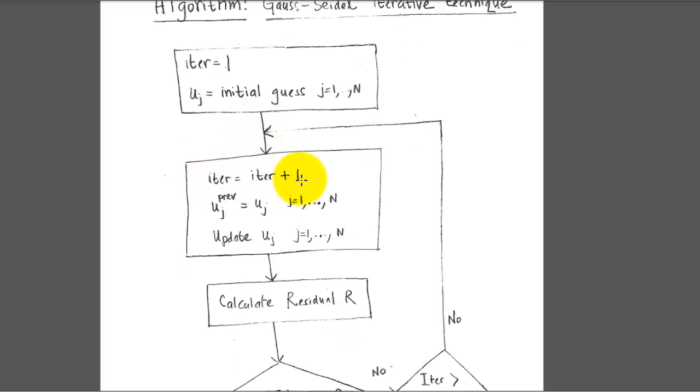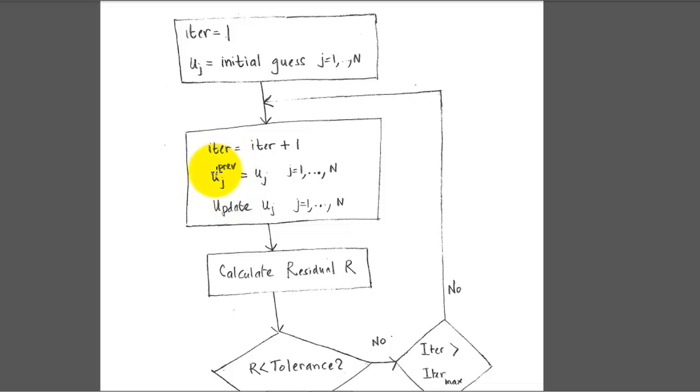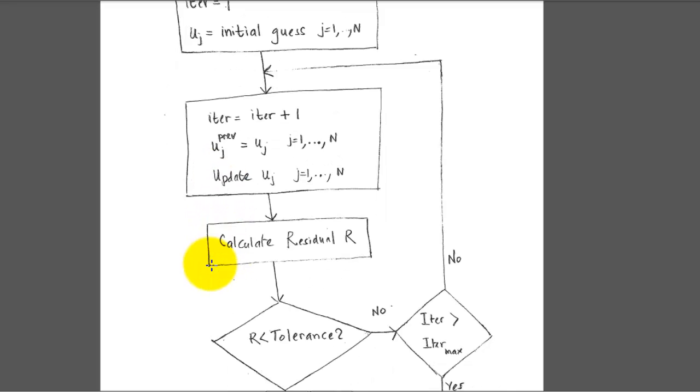Then you begin the iterations. You increment the iteration counter. You save a snapshot of the current cell center values, and you do that to calculate the residual. Then you go to each cell and you update the cell center value using the current guesses, and you assign it to the U array. So the initial guess in the U array gets overwritten by the current update. And then you calculate the residual by comparing the current cell center value to the value at the previous iteration.